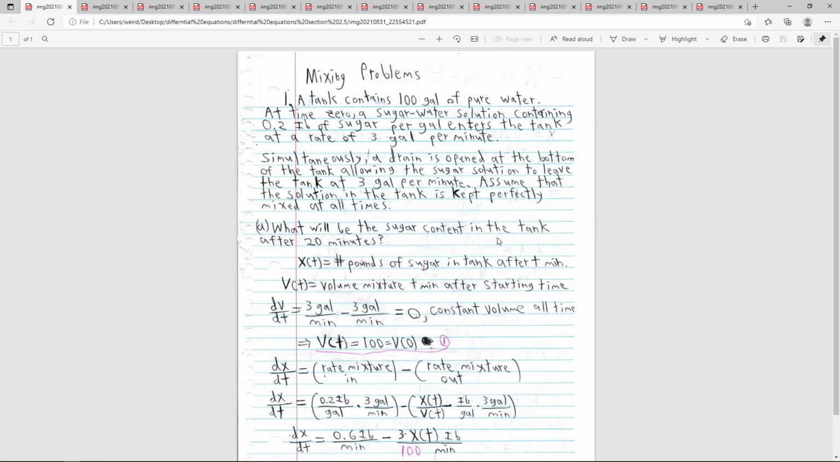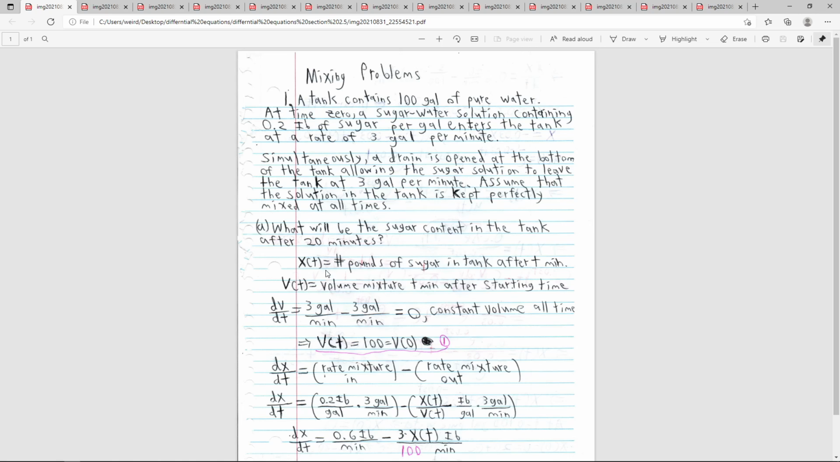So we can't solve this yet. We have to first do a lot of setup. We basically have to create a differential equation and solve it for the amount of sugar at any time t. And from there we can perhaps find out our answer to this question.